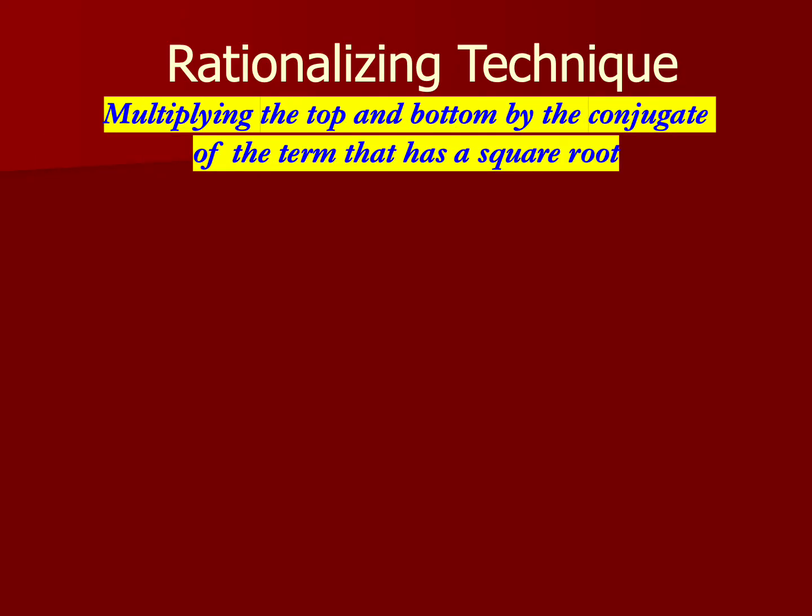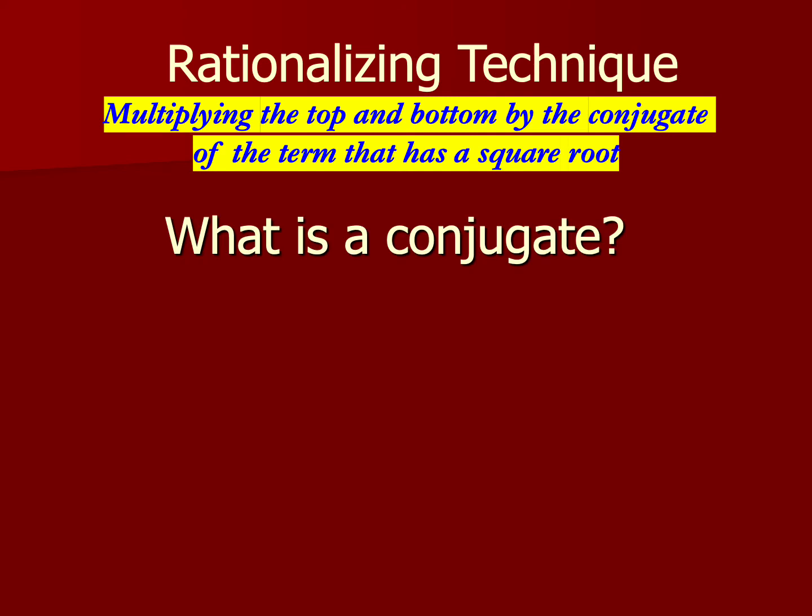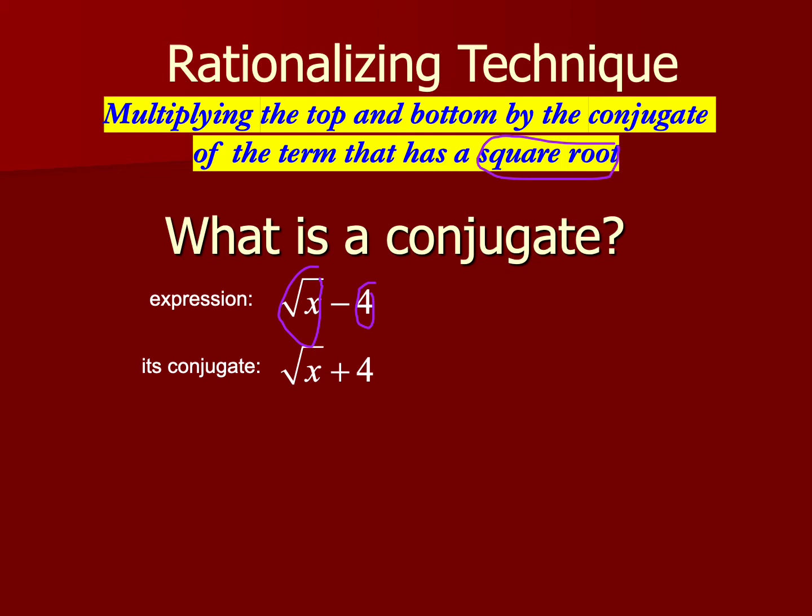So first, what do you mean by the conjugate? The conjugate of two things is the same two things but with a different sign in the middle. Like if I have root of x minus 4, the conjugate should be root of x plus 4. This conjugate method will help us to rationalize, to remove the root of x. So this method is recommended when the limit has a square root. So it will be very useful.